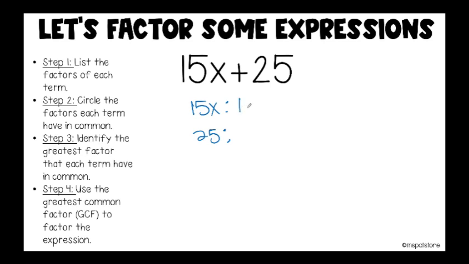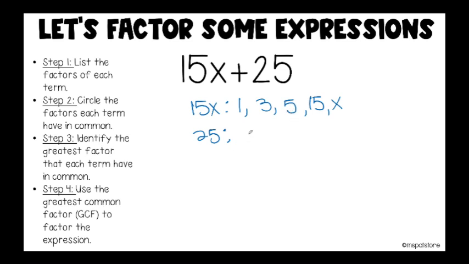So if I have 1 times 15, I'll get 15. Remember that also if I multiply 15 times x, I will get 15x. Another number set that I could use is 3 times 5. 3 times 5 will give me 15.